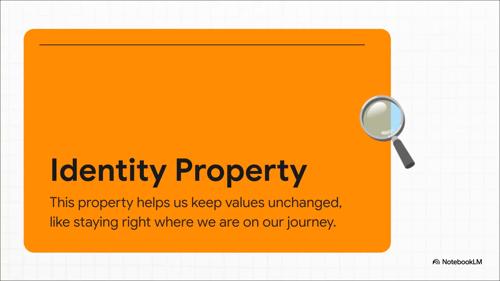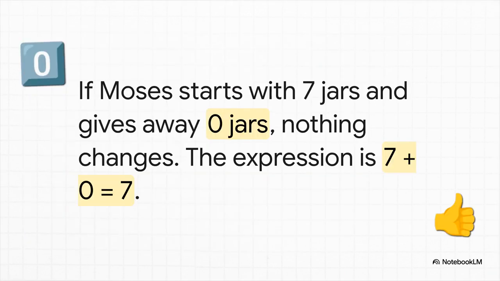The identity property is all about these special numbers that, when you use them in an operation, don't change the original number's value, or its identity, at all. It's basically the mathematical version of taking a step but ending up in the exact same spot. So for addition, that special magic number is 0.